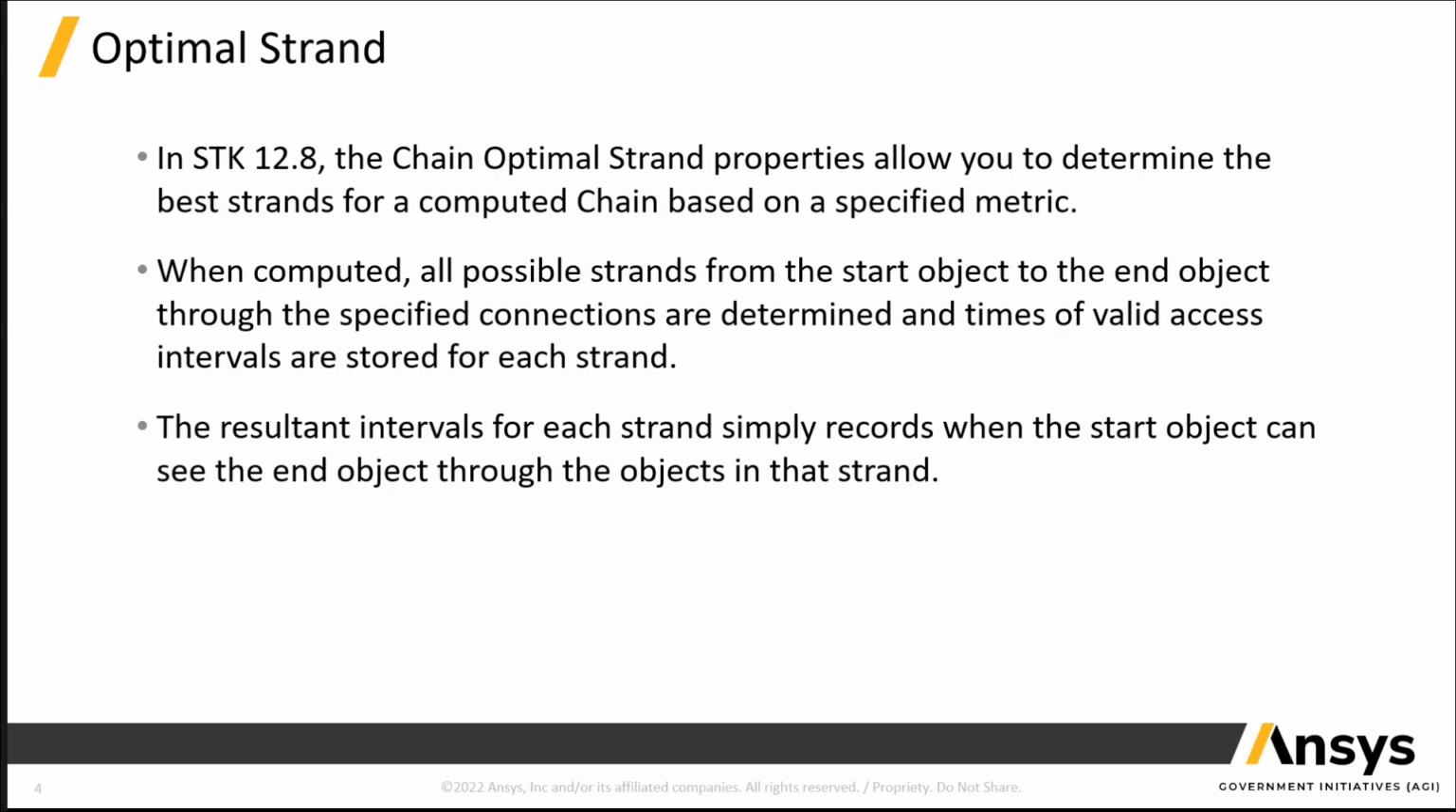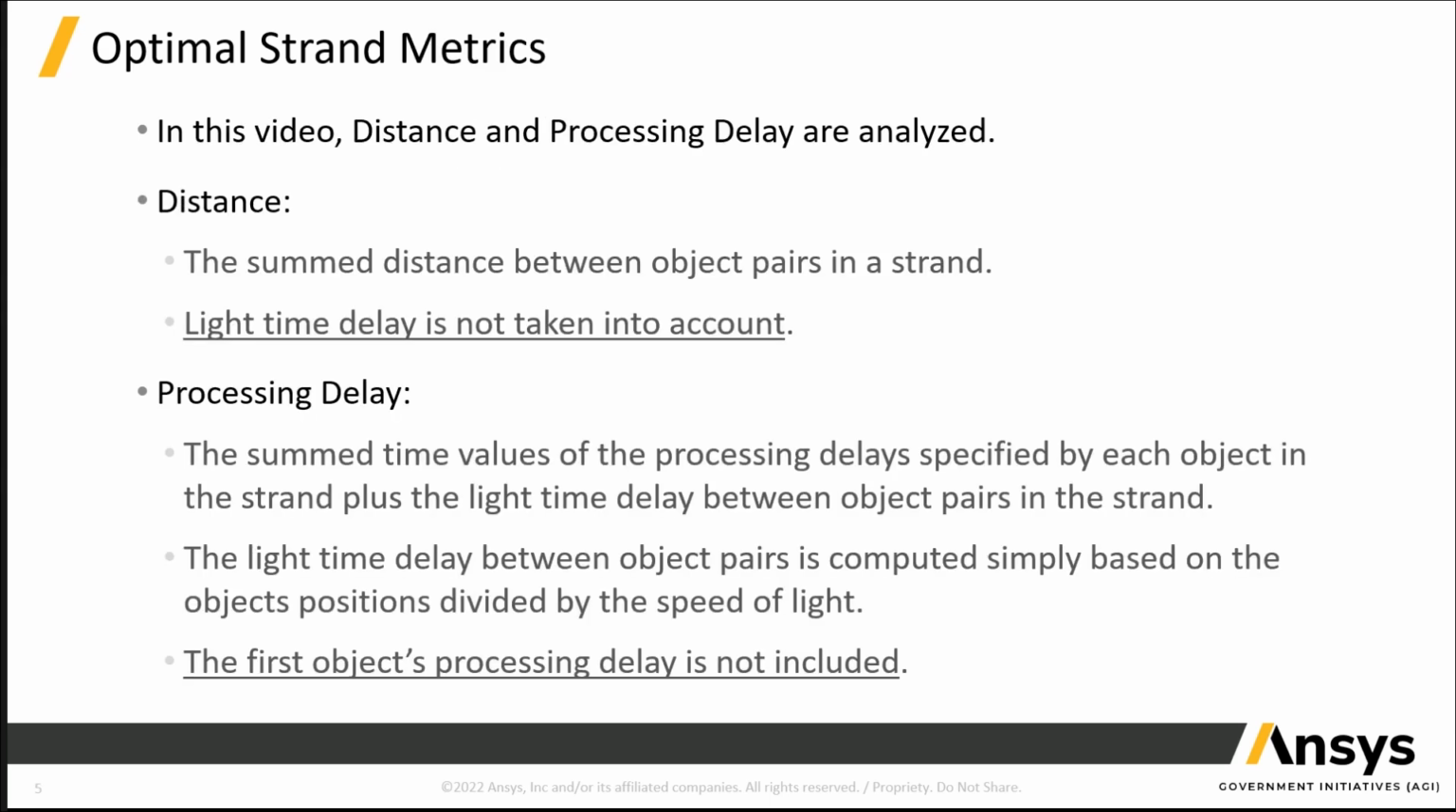In STK 12.8, the chain optimal strand properties allow you to determine the best strands for a computed chain based on a specified metric. When computed, all possible strands from the start object to the end object through the specified connections are determined, and timed valid access intervals are stored for each strand. The resultant intervals for each strand simply record when the start object can see the end object through the objects in that strand. In this video, distance and processing delay are analyzed.